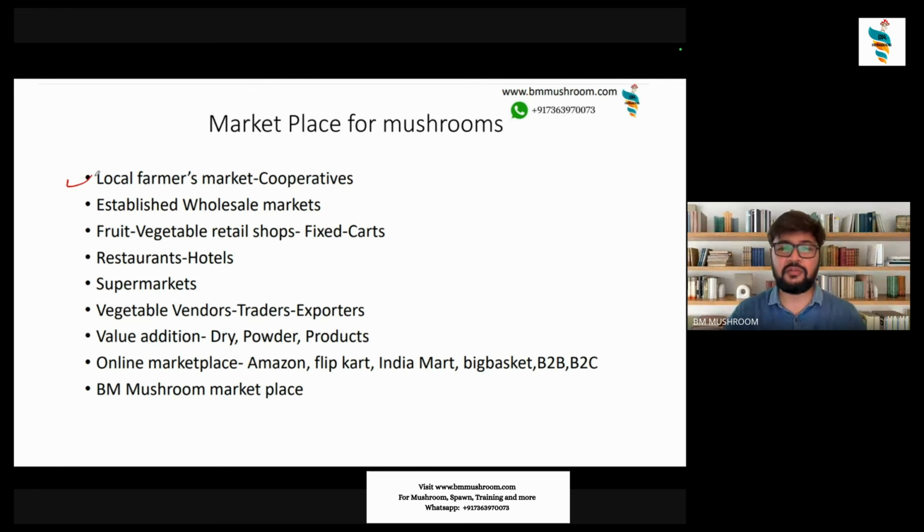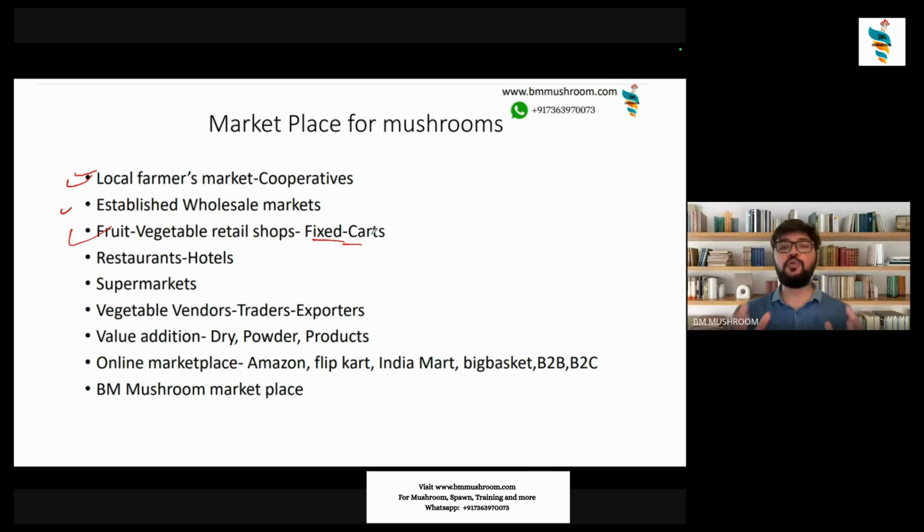Almost all the markets, wherever my vegetables are getting sold, mushrooms are nowadays being sold right beside them. So we can always sell our produce in the local farmers market. Establish wholesale market. There are wholesale markets, mandi, where mushrooms can be sold in bulk to the traders. Then fruits and vegetable retail shops, fixed carts, there we can pack it and provide it to them.